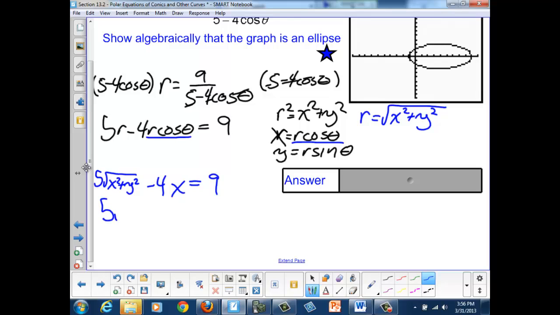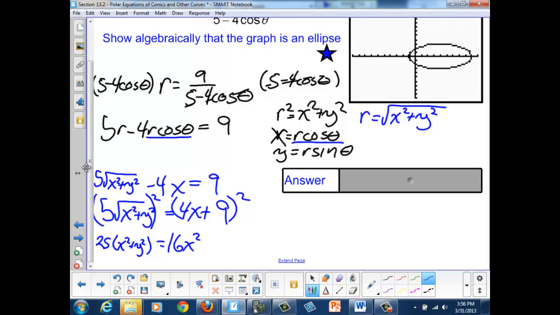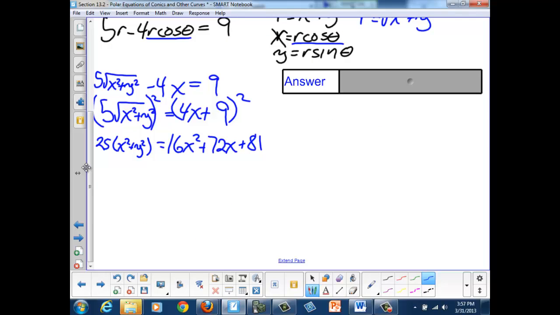Here's 5 square root x squared plus y squared. I'm going to set that equal to 4x plus 9. I'm moving the 4x over to the other side. Now I'm going to square both sides, leaving me with 25 times x squared plus y squared. Now when I square this, I have to FOIL, so 16x squared plus 72x plus 81. I'm going to distribute: 25x squared plus 25y squared equals 16x squared plus 72x plus 81.